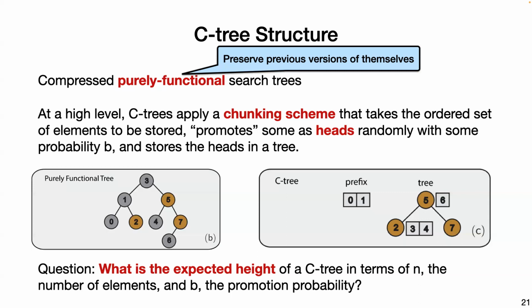Okay, so what is the expected height of this thing in terms of the number of elements n and the promotion probability B? Yes. Yeah, because in expectation, you have n over B heads, and then you build the tree. Good. Yes. Why are they doing this?